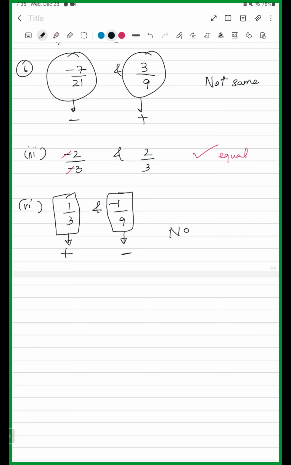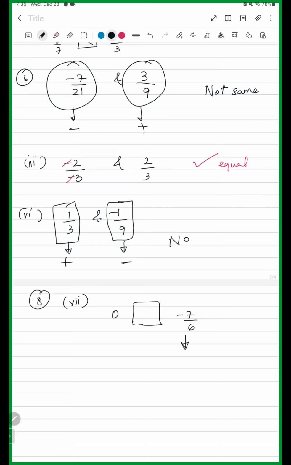No. Okay, so you can complete the entire exercise by yourself, right? Yeah. Can you explain the seventh part of the eighth question? Okay. So it is 0 and minus 7 by 6. So this is a negative number. Now you tell me, is a negative number smaller or bigger than zero? Can you repeat the question again? Minus 7 by 6 is a positive number or negative number? Negative number is smaller than zero or bigger than zero? Smaller than zero. Yes, so minus 7 by 6 is smaller. Okay, understood. Shall we move forward? Yeah.